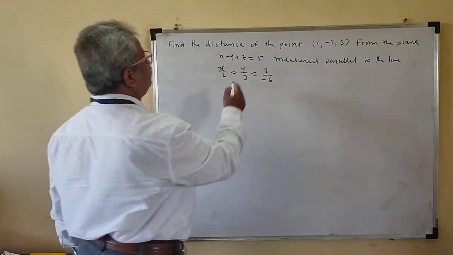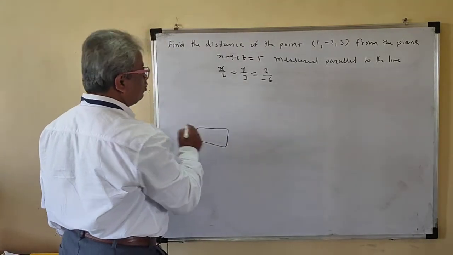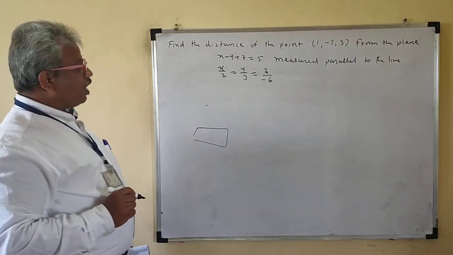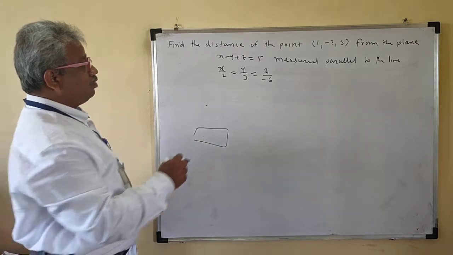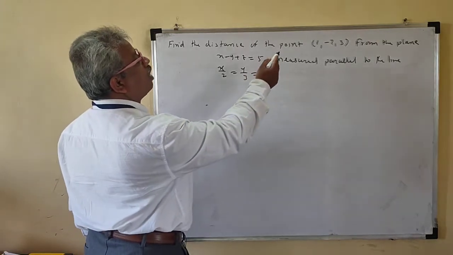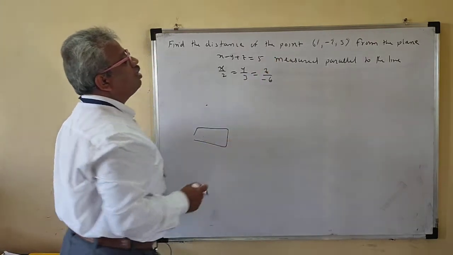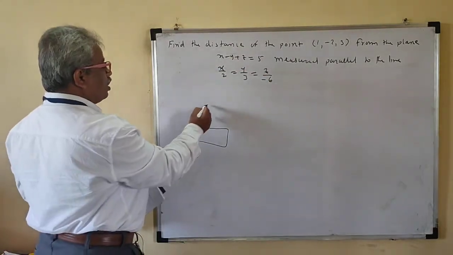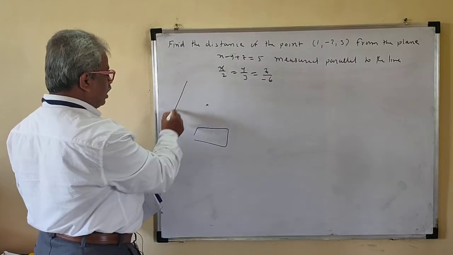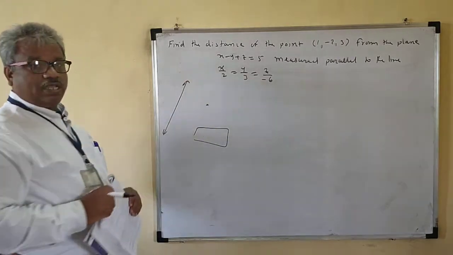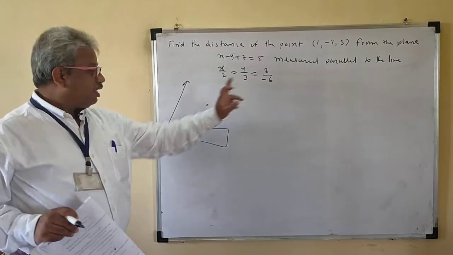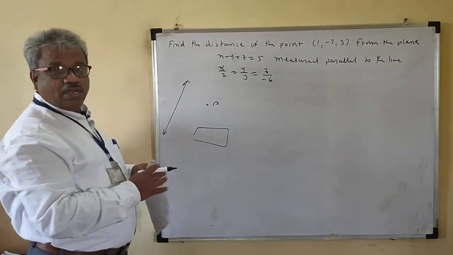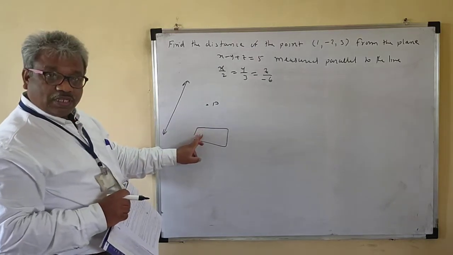So what is that? Suppose this is a plane you have given. This point P is here, this point is (1, minus 2, 3). And it is measured from the plane parallel to the given line. So this is the line, and this is your point P. You want to find the distance of P from this plane.